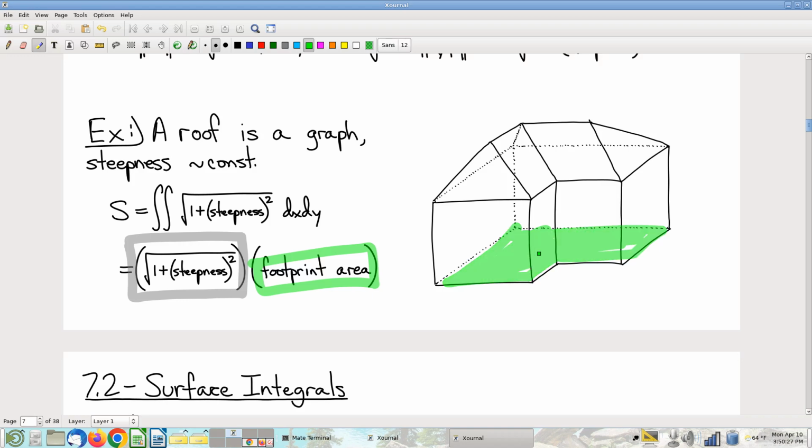Right? The footprint, after all, is a bunch of rectangles. Not necessarily even a bunch. It's a short list of rectangles. World's easiest areas to compute. And then just multiply by this factor right there. So nice little trick.